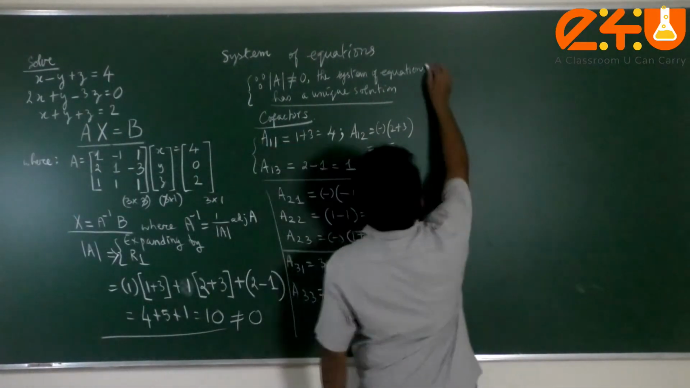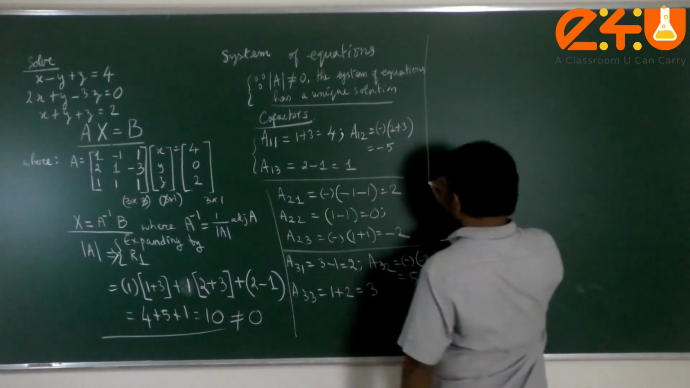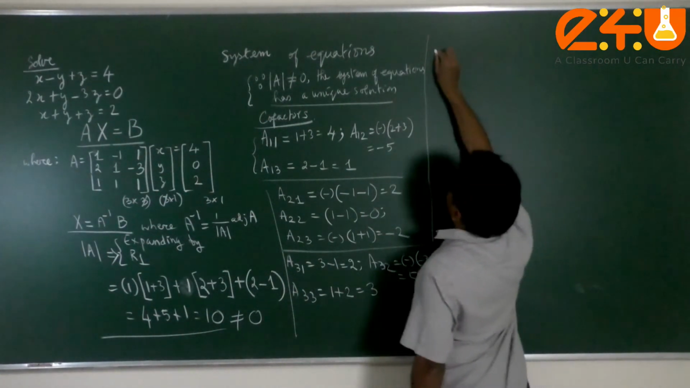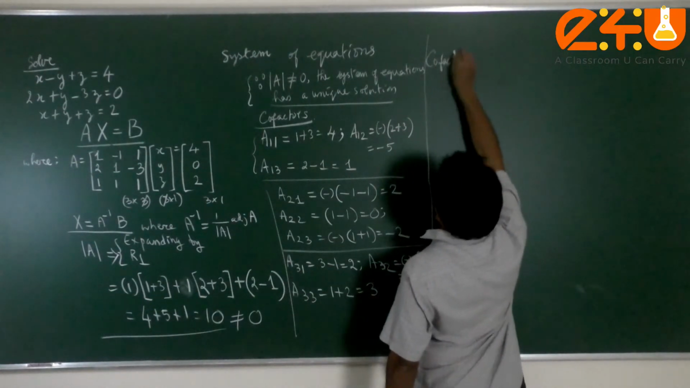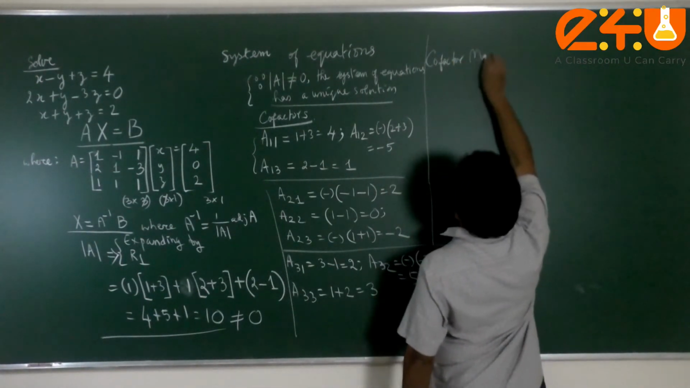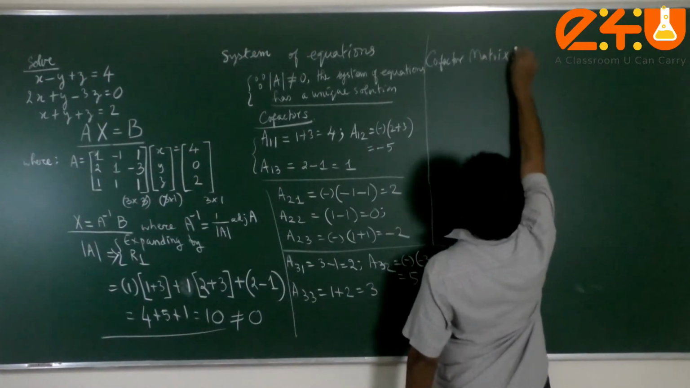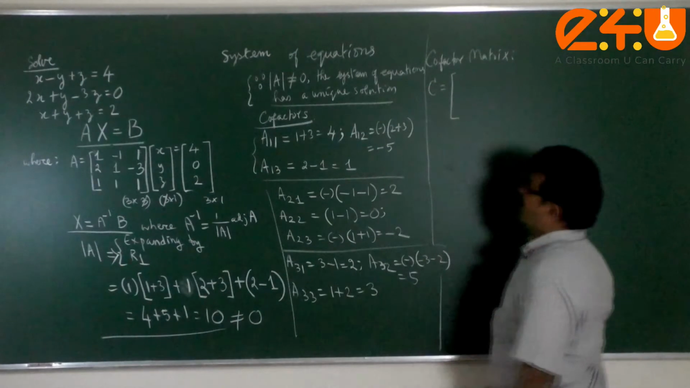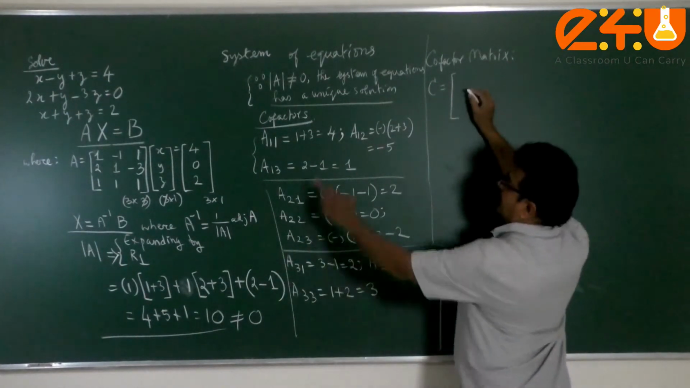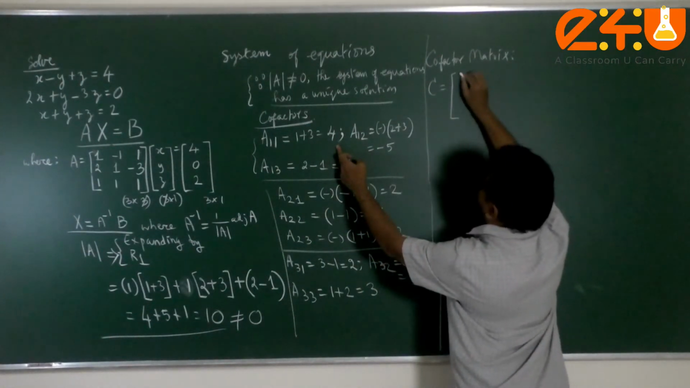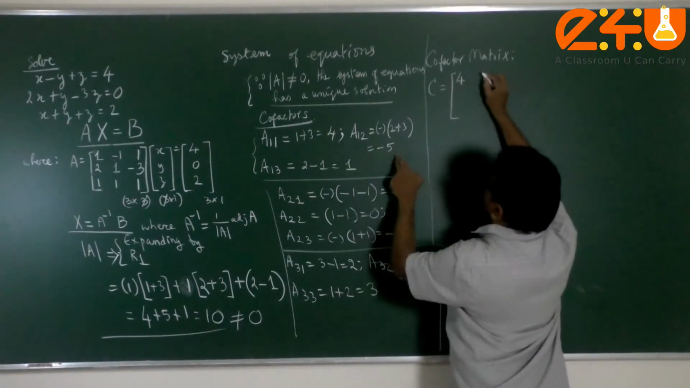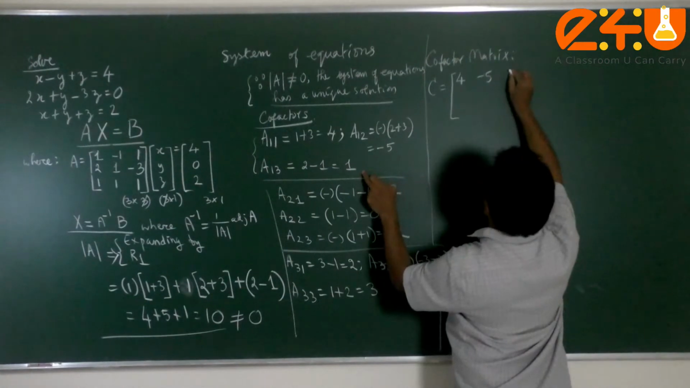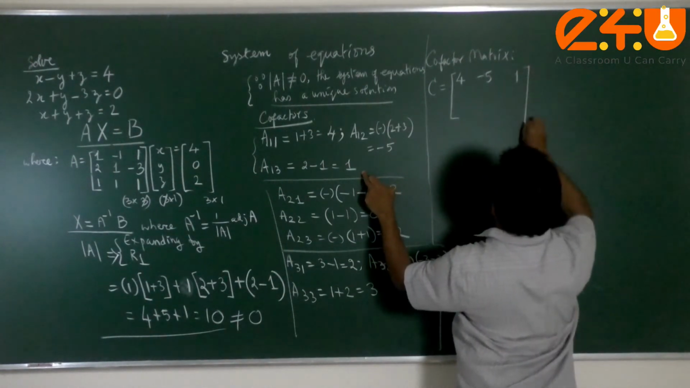And once we have evaluated all cofactors, we can put them together in a cofactor matrix. So let me prepare the cofactor matrix. I usually call it by the name uppercase C. Let's go on writing the elements. Cofactors 4. For the next element, negative 5. And the next cofactor, positive 1.